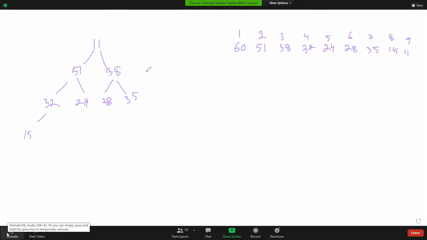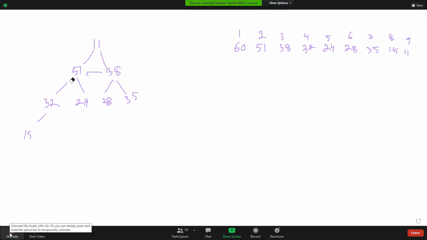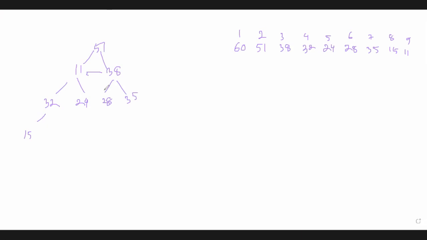So how can we make it a max heap tree? Now the comparison will be done between these two sibling nodes, 51 and 38. Which node has the largest value? 51. So now this parent node 11 will be replaced with its left child because the left child is greater than the right child. So here we will take 51 and it will replace the root node 11. So here 51 will be placed and now its left child is 11.